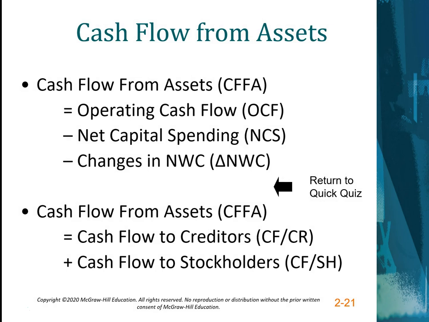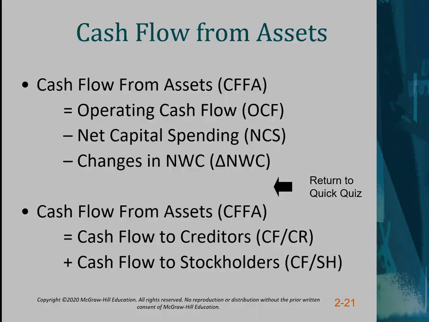All right, it consists of three amounts. We're going to be picking up operating cash flow minus net capital spending minus changes in net working capital. Okay, and then there's another way to calculate it. You can take cash flow to creditors plus cash flow to stockholders to come up with cash flow from assets. Not quite as easy to get to, unfortunately, as the first method. So we're going to use the first method here.